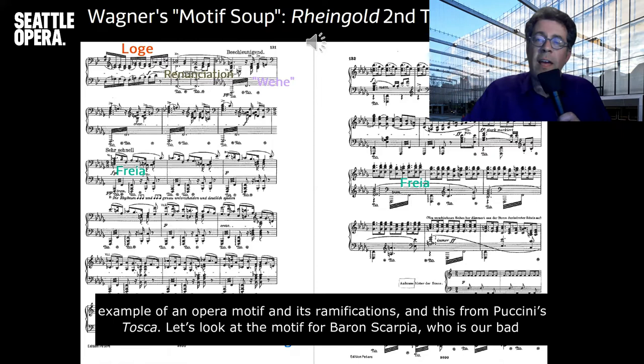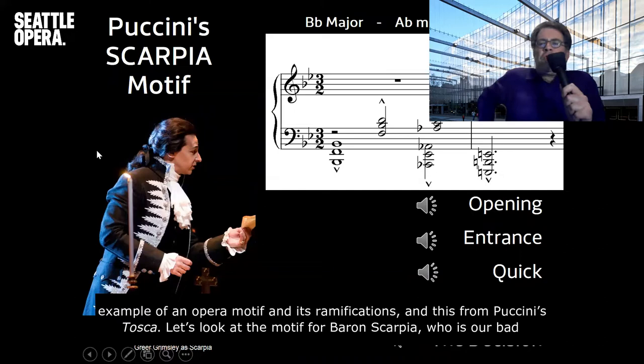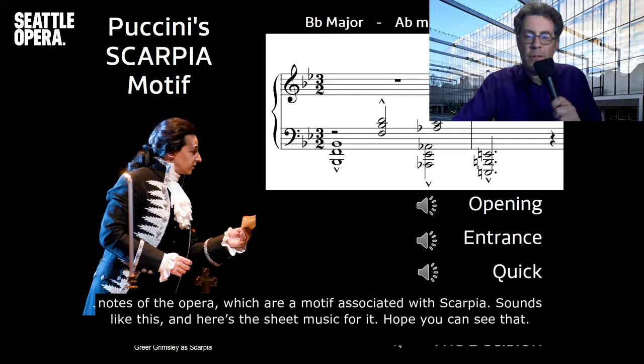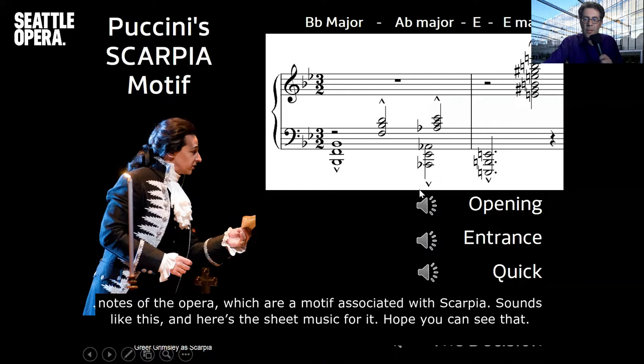Let's look at the motif for Baron Scarpia, who is our bad guy and who really dominates the drama. His music dominates the musical score from the very first notes of the opera, which are a motif associated with Scarpia. It sounds like this, and there's the sheet music for it. Hope you can see that.